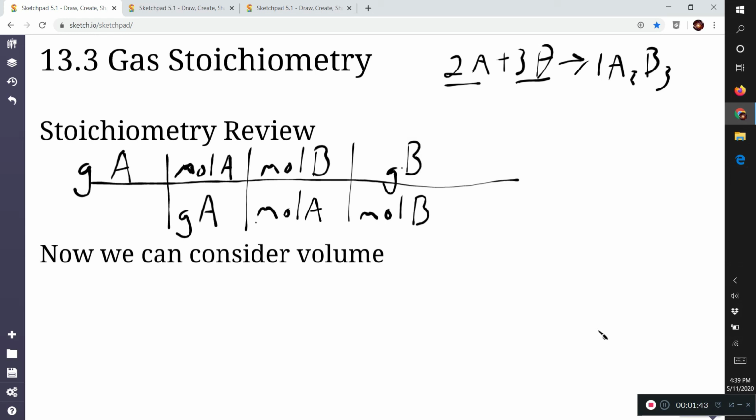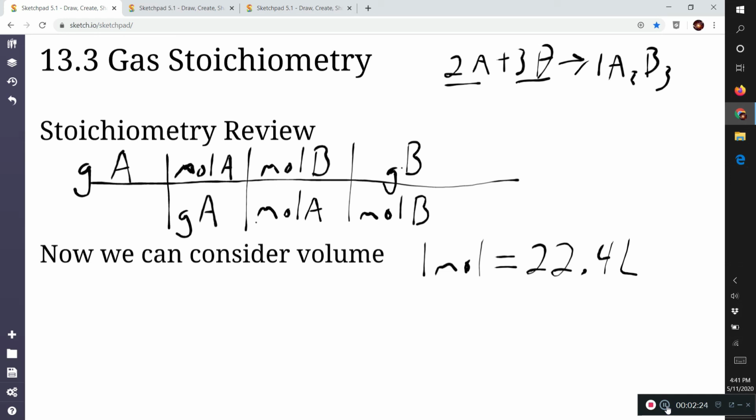Now, this is a little bit different now because now we can do things in terms of volumes, right? So there is a way to convert volumes into moles. And that is by using the fact that 1 mole of a gas is equal to 22.4 liters of that gas. So now we can do some things going from volume to volume, or mass to volume, or volume to mass. So this is going to make our path a little bit trickier.